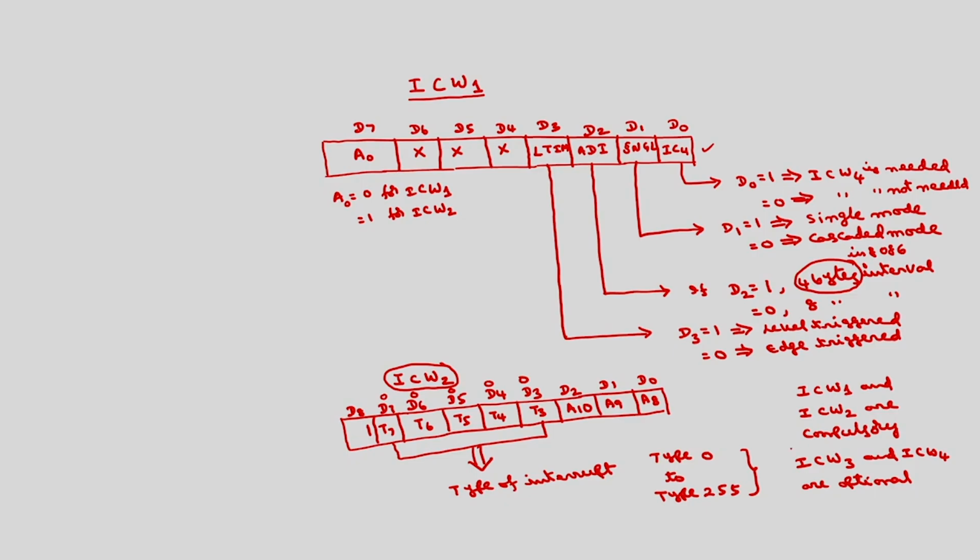Before going to discuss ICW3, which is required in cascading mode only, I will discuss how the cascading of 8259s will be performed. So, I will first discuss the cascading of 8259s and then I will go to ICW3.